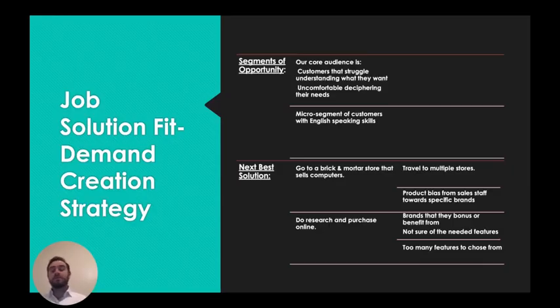When determining our demand creation strategy, one of the first questions that we came up with was who's going to be our core audience, right? What are we going to be getting as our segments of opportunity? And we came up with our target, focusing on two target customers, which are the baby boomers, who might be purchasing their computer at about 50 or 60 years old, and young students that might be joining college and might require some specific software or hardware.